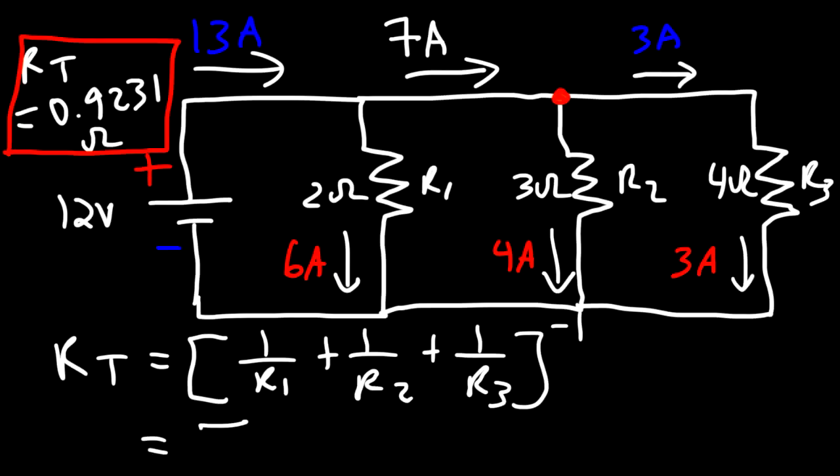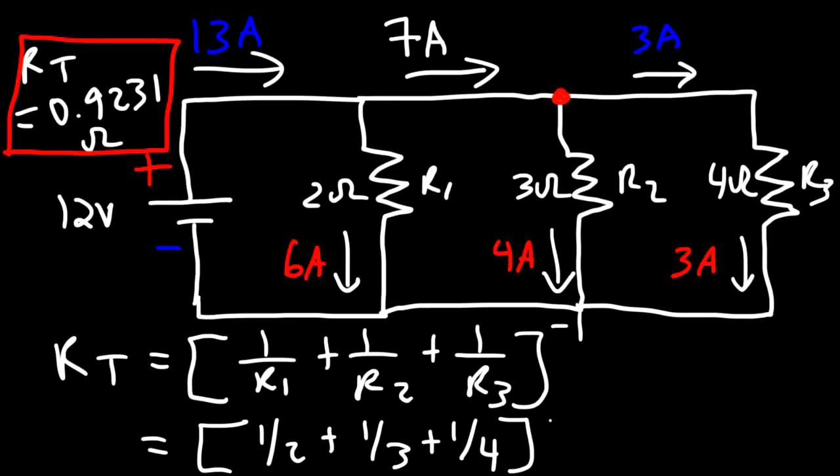So go ahead and type this in your calculator. Type in 1 over 2 plus 1 over 3 plus 1 over 4, all within a set of brackets, and then raise it to the negative 1 power. This will give you the same answer, 12 divided by 13, or 0.9231 ohms. So those are 2 different ways in which you can calculate the equivalent resistance of a parallel circuit.